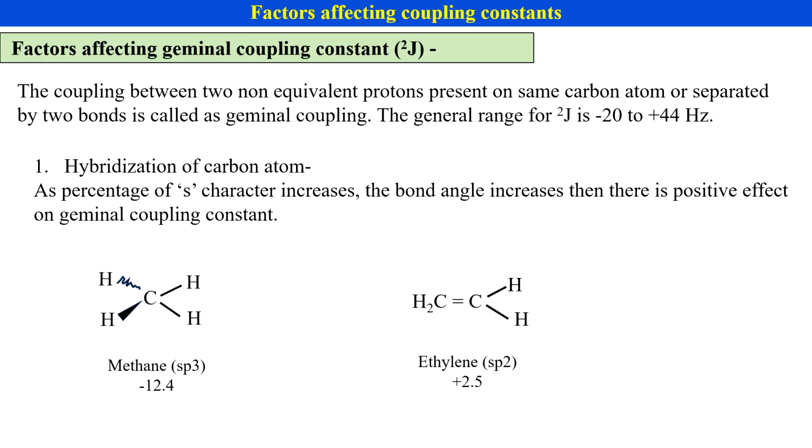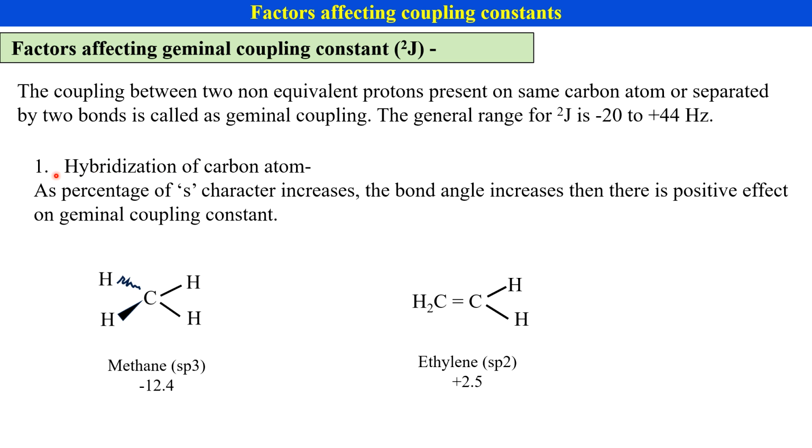Let us study that. First we see factors affecting geminal coupling constant. The geminal coupling constant is the coupling between two non-equivalent protons present on the same carbon atom, or these protons are separated by two bonds. That coupling is known as geminal coupling. The general range for geminal coupling is -20 to +44 Hz. 2J means it is a geminal coupling, protons are separated by two bonds.